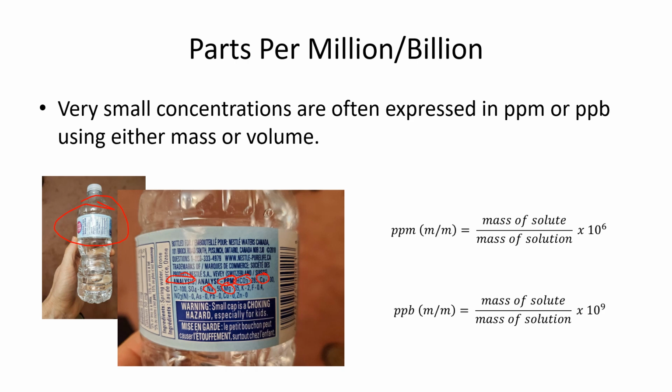And it's a pretty simple calculation. You just take the mass of the whole solution and the mass of the solute, what's being dissolved in there, divide those and multiply by 1,000,000 for parts per million, multiply by 1,000,000,000 for parts per billion.